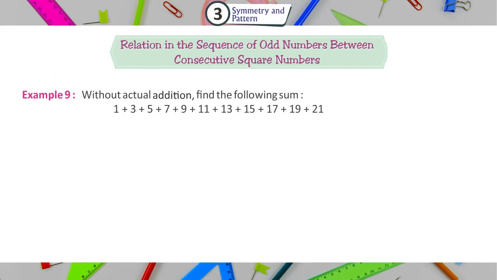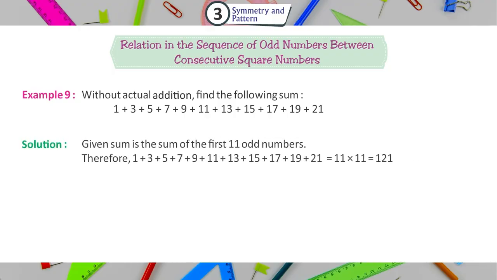Example 9. Without actual addition, find the following sum. 1 plus 3 plus 5 plus 7 plus 9 plus 11 plus 13 plus 15 plus 17 plus 19 plus 21. Solution. The given sum is the sum of the first 11 odd numbers. Therefore, 1 plus 3 plus 5 plus 7 plus 9 plus 11 plus 13 plus 15 plus 17 plus 19 plus 21 is equal to 11 into 11, which is equal to 121.